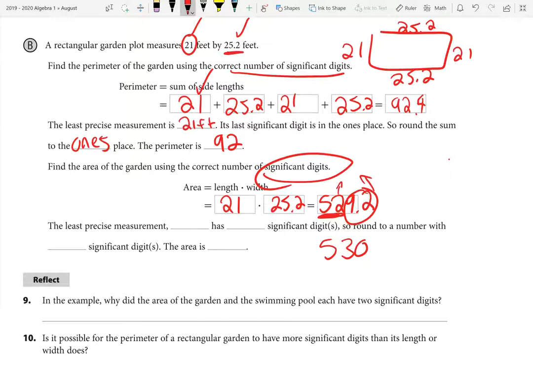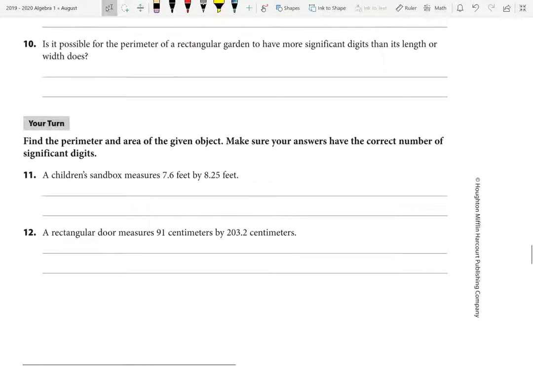So 530. The least precise measurement is 21, which has 2 significant digits, as we mentioned. So we round to a number with 2 significant digits, and we've done that. The answer is 530. Okay.